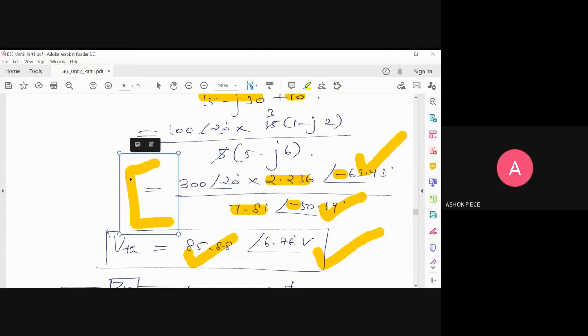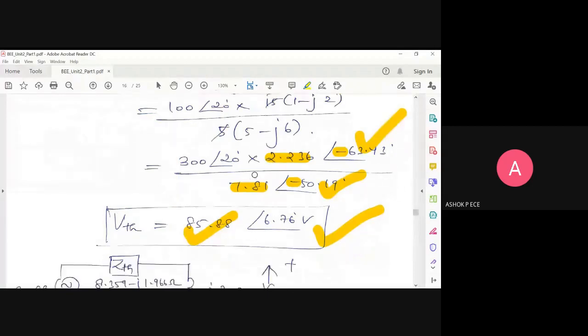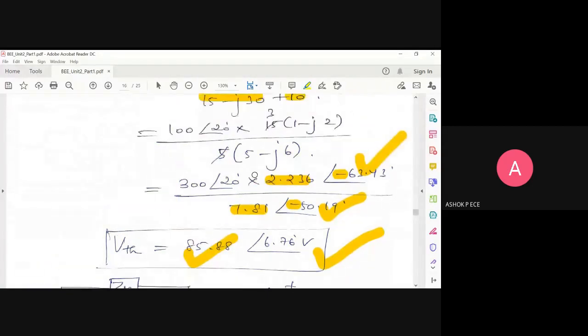You're getting it? Anybody facing difficulties in getting this answer? If anything is wrong here, please let me know. Final answer is 85.88 angle 6.76 degree volt. Got it, sir.